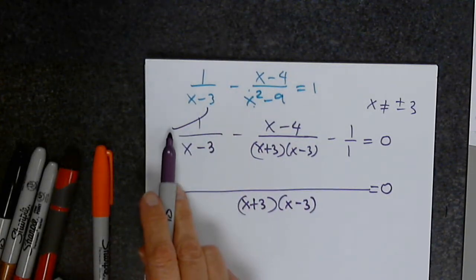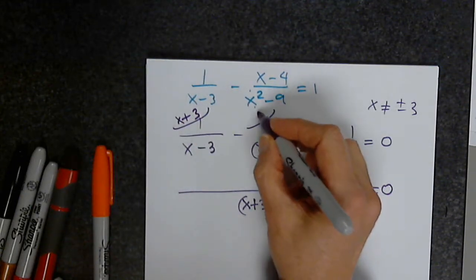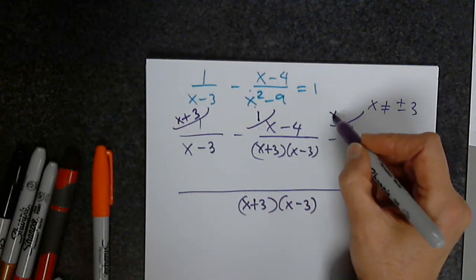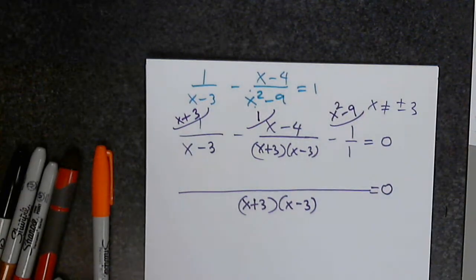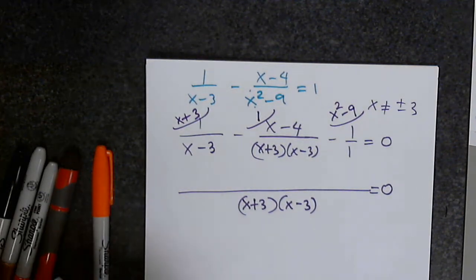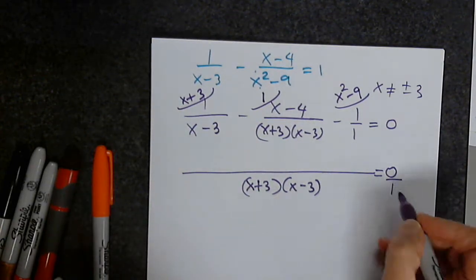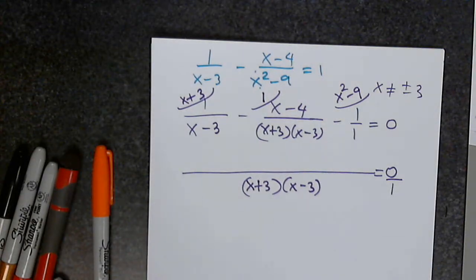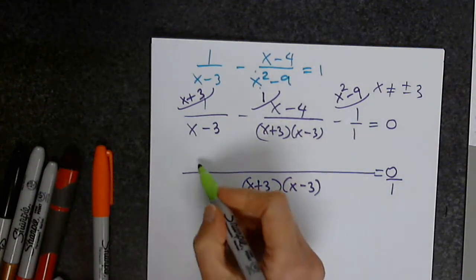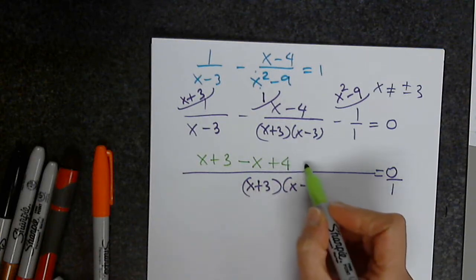And now here we need, yes. And here we need 1 because it's the same. And here we need the whole thing, x squared minus 9. Yes, you can write it as x plus 3 times x minus 3, but then you have to multiply it. So can anyone dictate the top? And of course I have 0 over 1 because now I changed it into a proportion. So the top will be, yes.